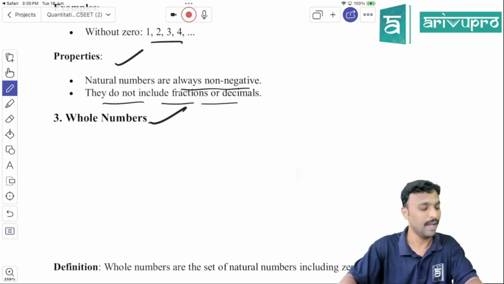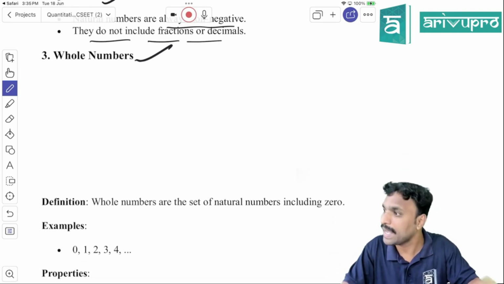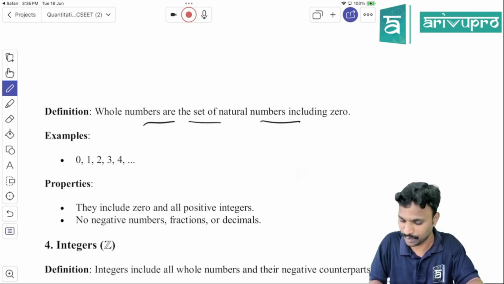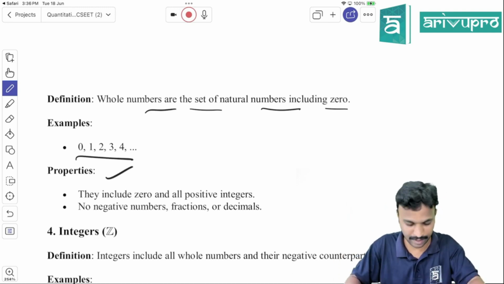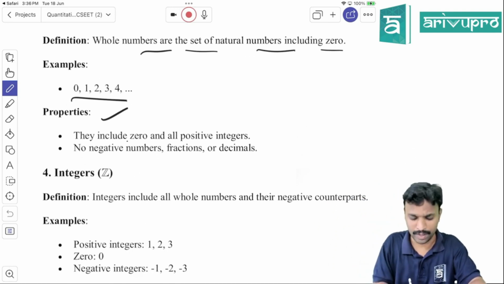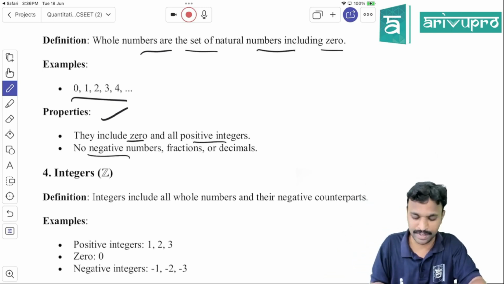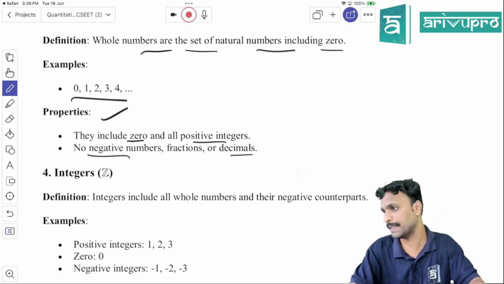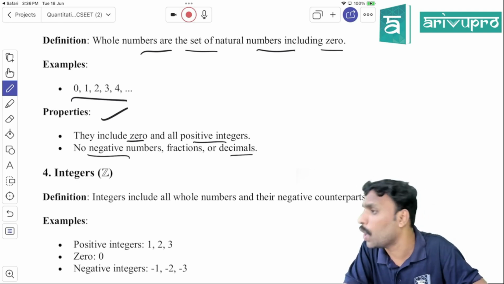Moving on to the whole numbers. What are whole numbers? These are natural numbers plus zero. Whole numbers are the set of natural numbers including zero. So example is 0, 1, 2, 3, 4 and so on. What is the property of whole numbers? Whole numbers include zero and all positive integers. Negative numbers, fractions and decimals cannot be whole numbers.